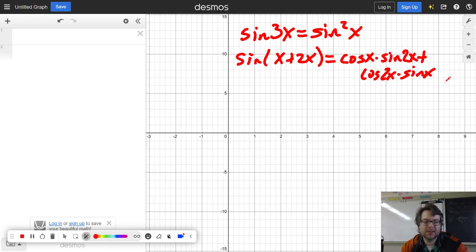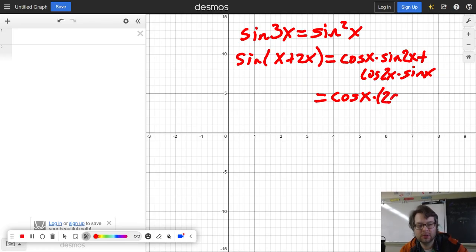And then I could use that same formula again on the sine of 2x and on the cosine of 2x to break it down so that everything just has an input of x. So cosine x times, well, how is sine of 2x going to look? Sine of 2x is going to be cosine x sine x plus another cosine x sine x. So we can call that 2 cosine x sine x. So that's taking care of this first term there.